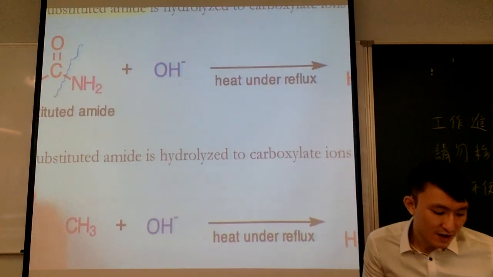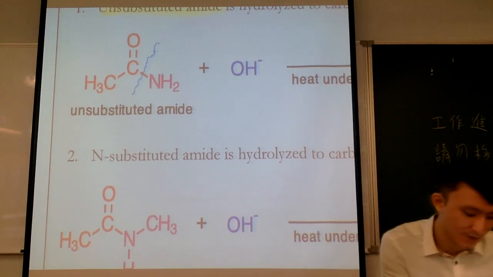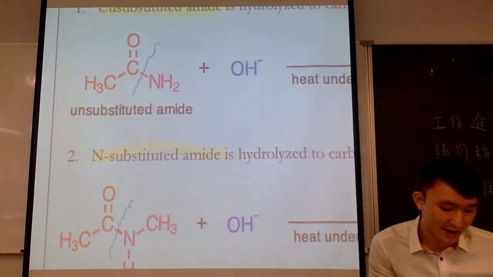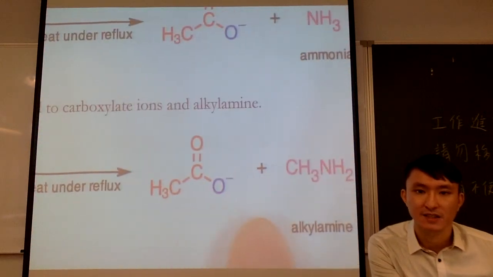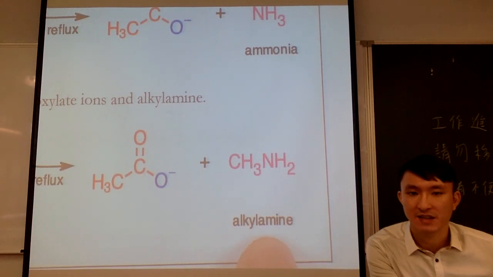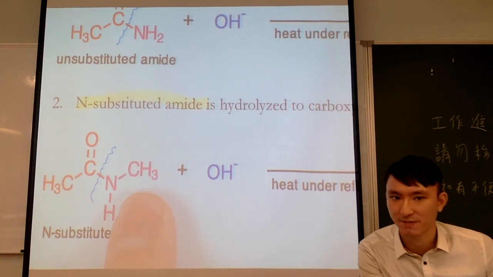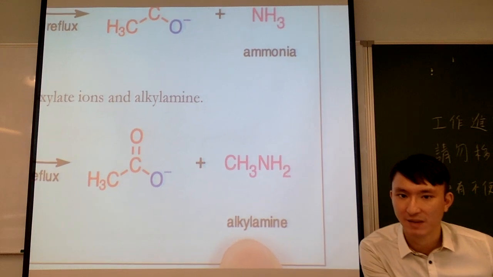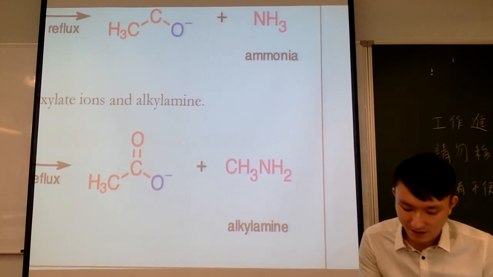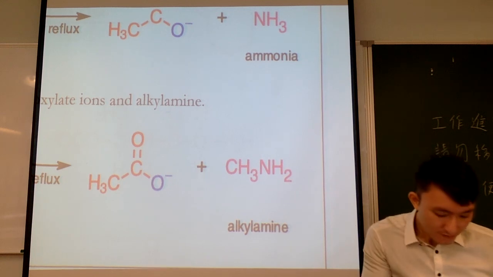Similar idea for N-substituted amide. For N-substituted amide, again, we will cut it at here, okay, forming an ethanoate ion and alkyl amine, okay? So basically, we insert the hydrogen back to the nitrogen here, then it gives rise to an alkyl amine. In this case, methanamine, okay, or methylamine, okay? So that's the idea.